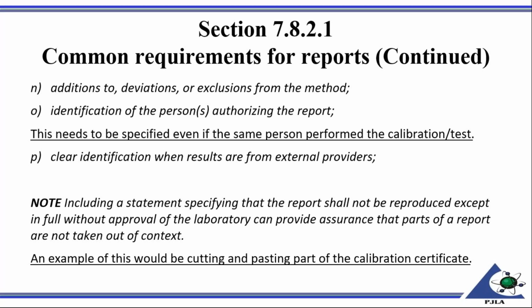Section P, clear identification when the results are from external providers. Now, this is governing if, let's say, the item that they want calibrated through you is not in your scope, and you send it out to an external provider. You're going to want to have a clear indication that you did not perform this calibration, that it was performed by somebody outside of your accreditation under 17025. Clearly identify that it was performed by, you know, ABC lab instead of XYZ lab, your lab. So it's clear, so there isn't any confusion with that.